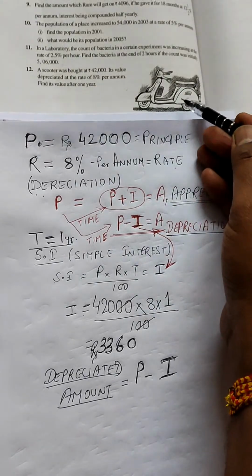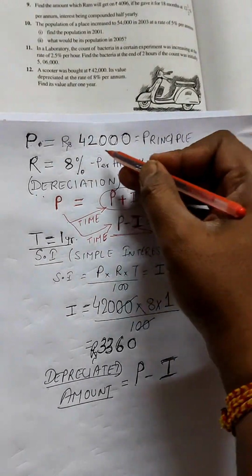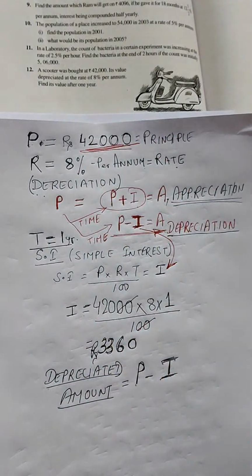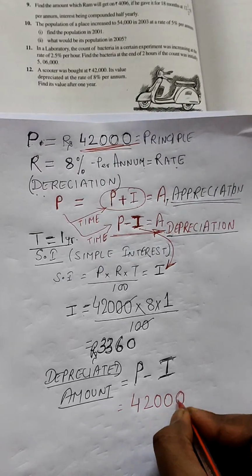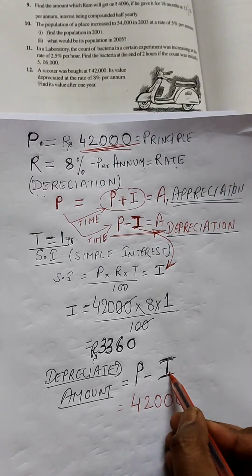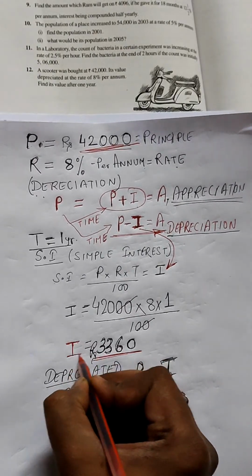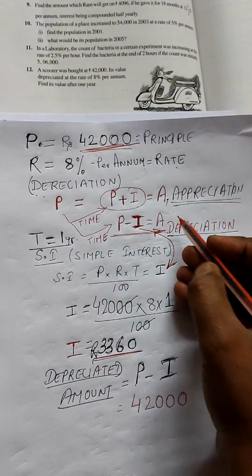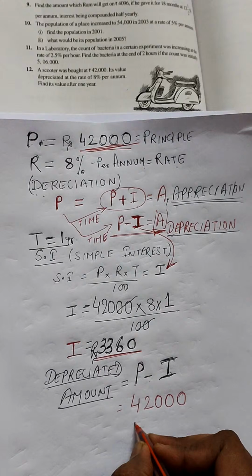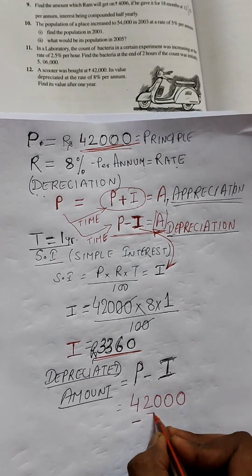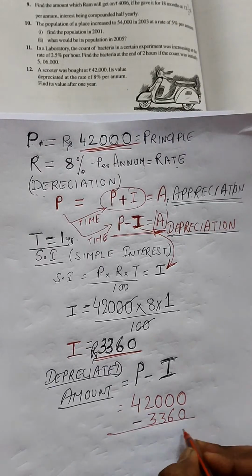That means he had purchased this scooter, right? Now the value of P is 42,000. You can see over here, right? Write the value of P as 42,000, right? From this, an interest of rupees 3360 is subtracted. You can see P minus A is the amount for depreciation, right? So from this, 3360 will be subtracted.